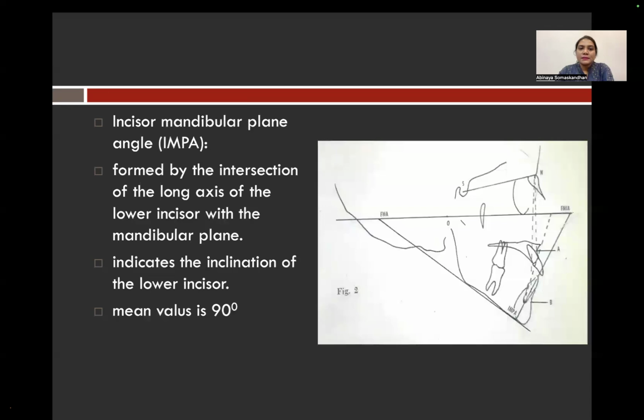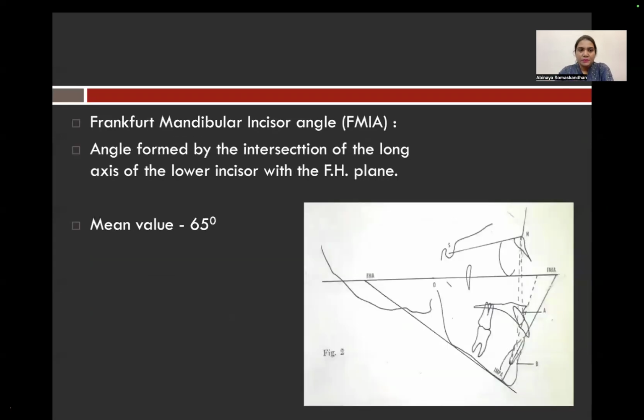Next is the incisor mandibular plane angle or the IMPA. This is formed by the intersection of the long axis of the lower incisor with the mandibular plane. So this indicates the proclination or retroclination of the lower incisor, and the mean value is going to be 90 degrees. Coming to the Frankfurt mandibular incisor angle, this angle is formed by the intersection of the long axis of the lower incisor with the FH plane, and this mean value is going to be 65 degrees.